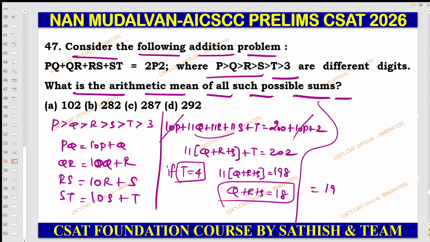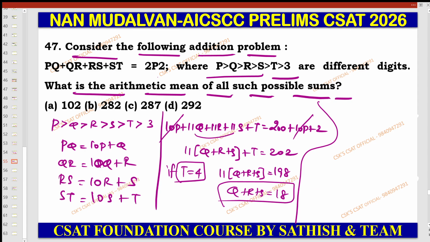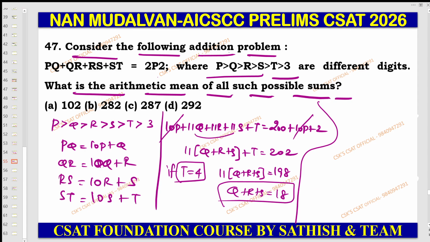Also, you will not be getting different digits. The digits must be different, and that constraint also plays a vital role. So now, after knowing the constraint, T equal to 4 is possible. And also, it is provided that Q greater than R greater than S. After knowing that also, the sum must give you 18. The sum must give you 18.